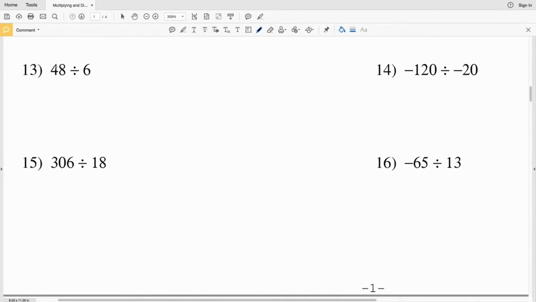13, we have a positive divided by a positive. 48 divided by a positive 6 is going to result in a positive 8. 8 times 6 equals 48.